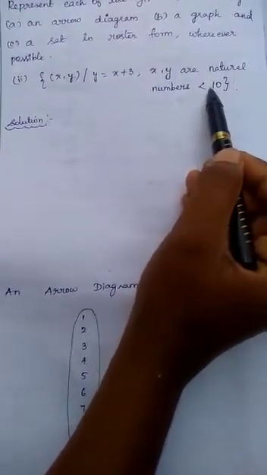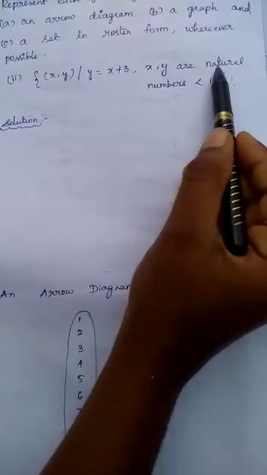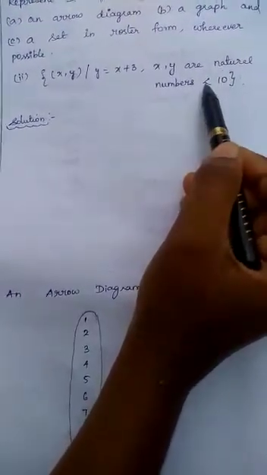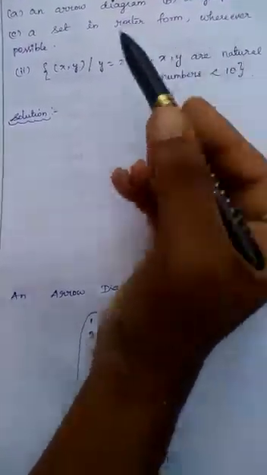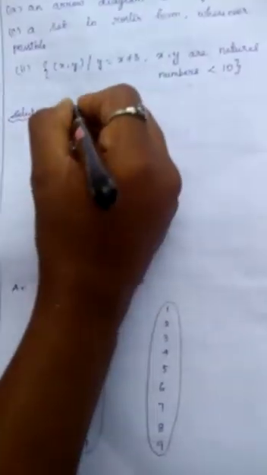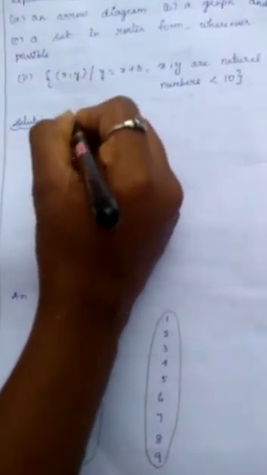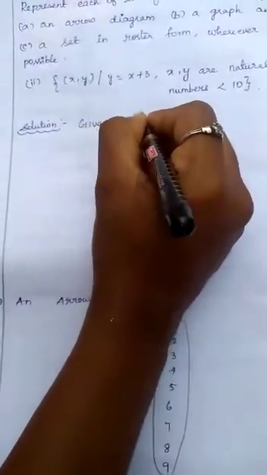So we have to select from 1 onwards. Natural numbers start from 1, so 1 up to less than 10. So we have to select up to 9. The given equation is y is equal to x plus 3.